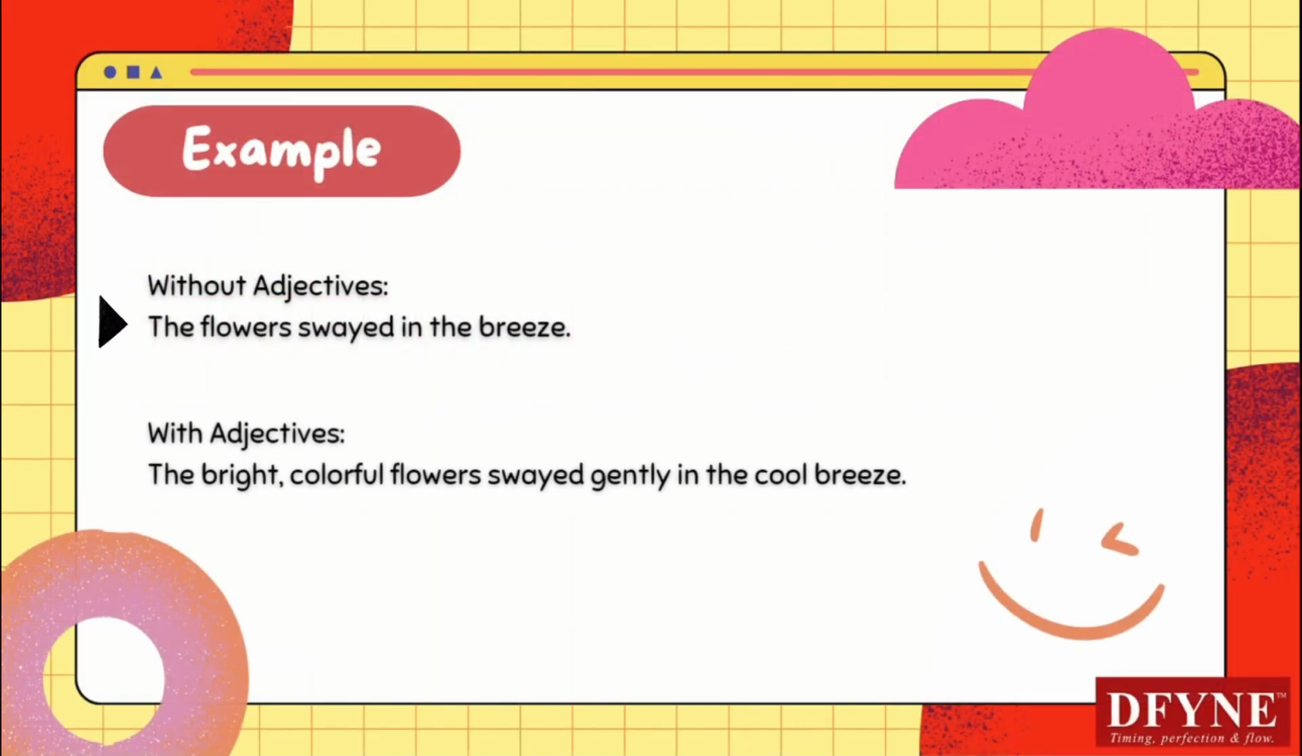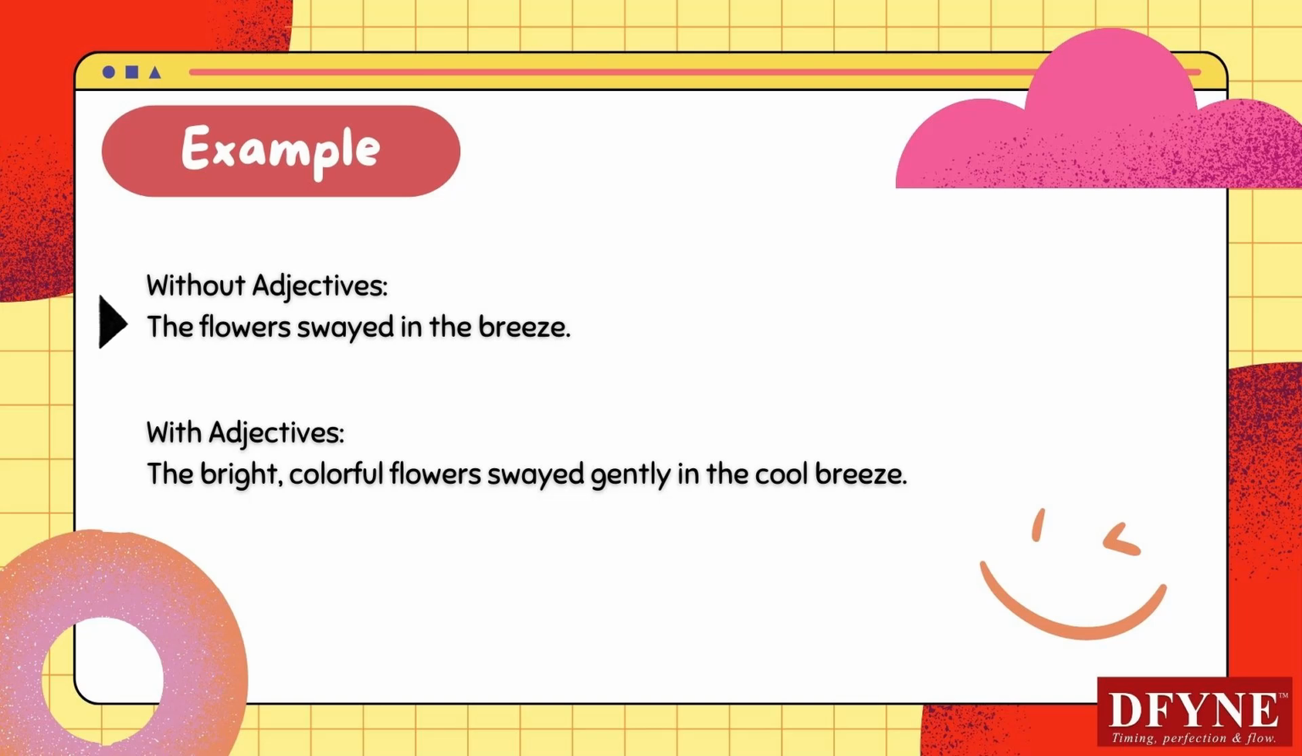For example, the flowers swayed in the breeze. In this sentence, there are two nouns, flowers and breeze, but no pronouns. Here we understand that the flowers were moving or swaying in the breeze, but there is no additional information about these nouns given. And swayed is the verb used in the sentence, so no adjectives here.